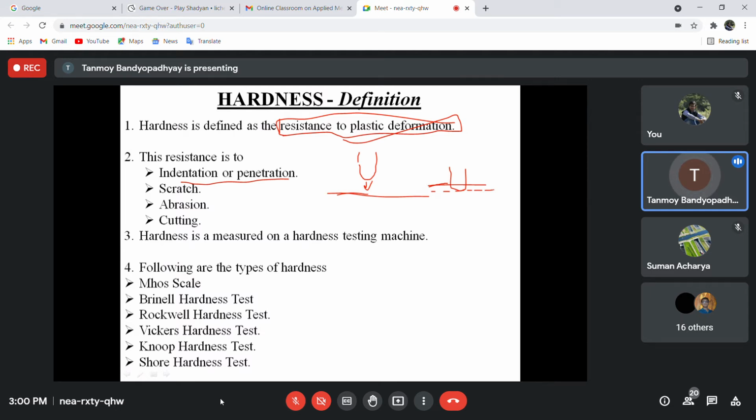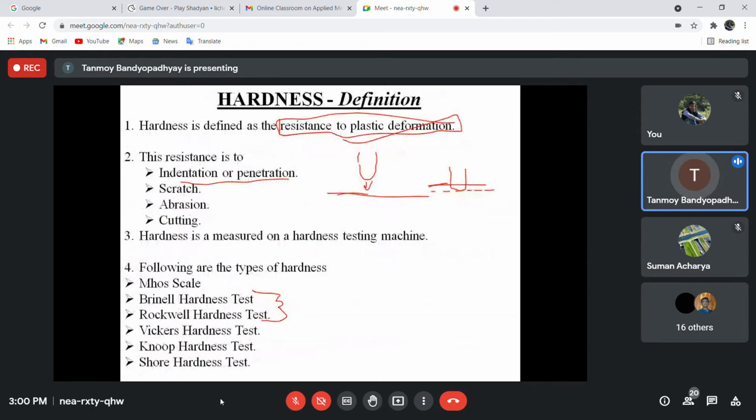In our syllabus, we will be studying these two only. The syllabus just mentions the hardness test, but based on the laboratory experiments that we do, we have the experimental setup for the Brinell hardness test and the Rockwell hardness test, which I will explain in the class. So these are the hardness types.